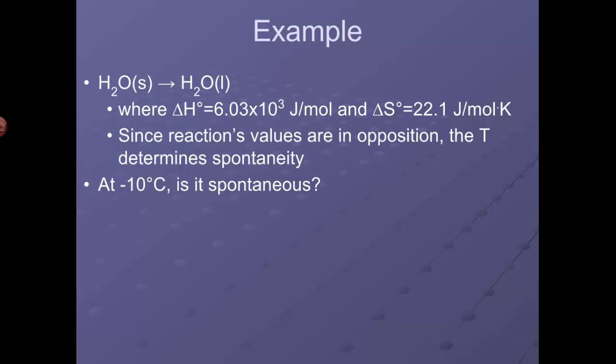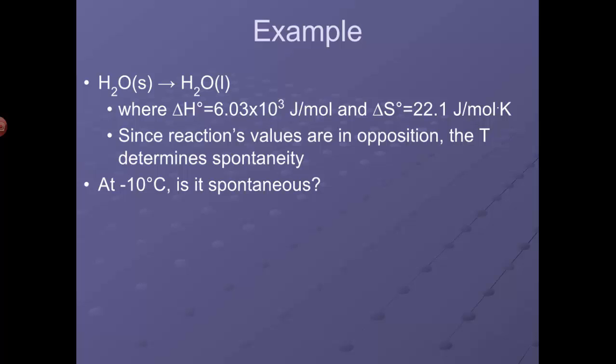So the reaction's values are in opposition. Delta H, endothermic, tells me that this should not be spontaneous because you have to put energy into it. Remember, spontaneous means you don't do anything, right? This tells me that it shouldn't be spontaneous because I have to put energy in. But delta S is also positive, which means that as ice melts, it becomes less ordered, and that should be spontaneous, right? It should be something that happens automatically because the universe wants to become more disordered. So what do we do? That means the temperature determines the spontaneity.